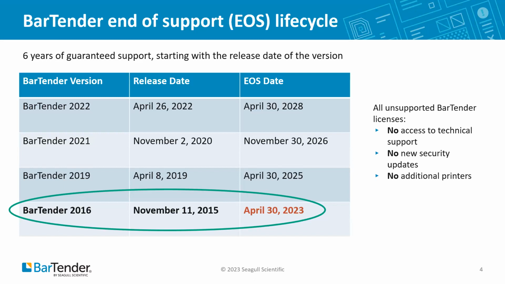So BarTender 2016 actually reached end of support back in April of this year, so that version is no longer supported. And if you're running on 2016 or an earlier version, you are no longer supported, which means that you will no longer have access to technical support. You won't be receiving any new security updates, regardless of the severity of those risks, and you will not be able to add any additional printers unless you have renewed your maintenance agreement. So if you're on an unsupported version, we highly recommend you update to the latest version, which is BarTender 2022. So let's take a moment to look at what's been added since 2016.